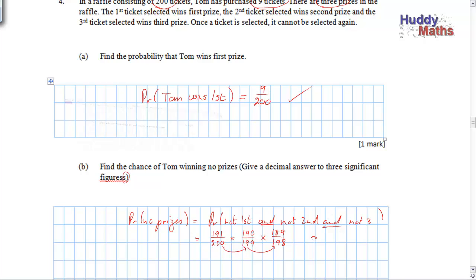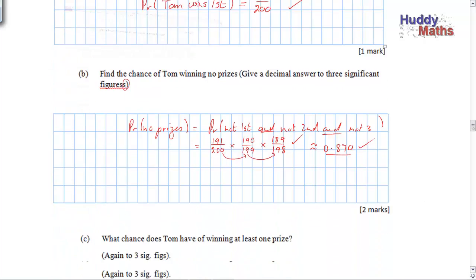It's approximately, it asks for 3 significant figures, so we've got to do this. It's 0.870. There's only 2 marks here, so there'll be 1 for that, and you've got to have the significant figures. It says so. Okay. All right, come down and let's have a look at the next question.